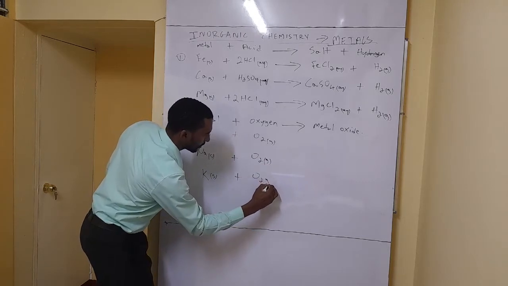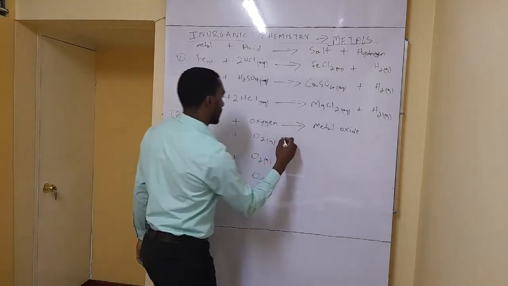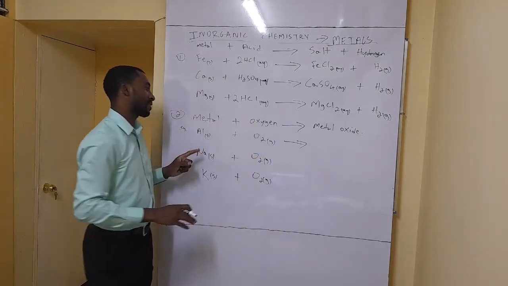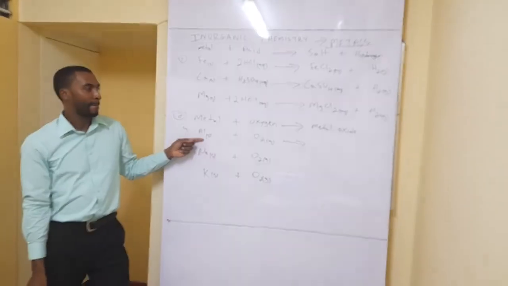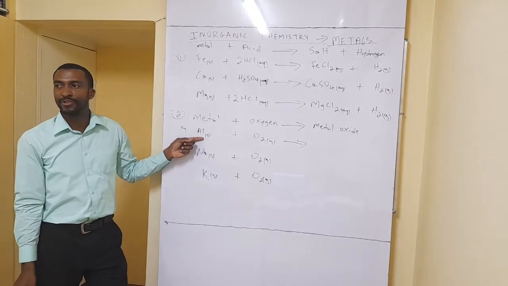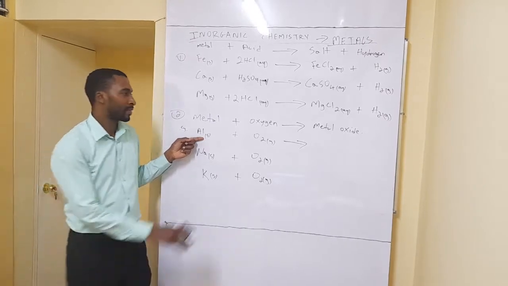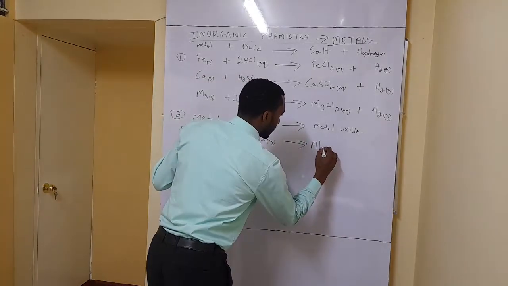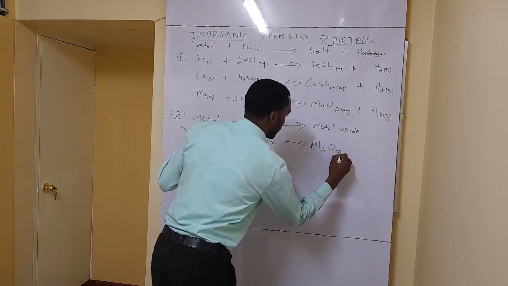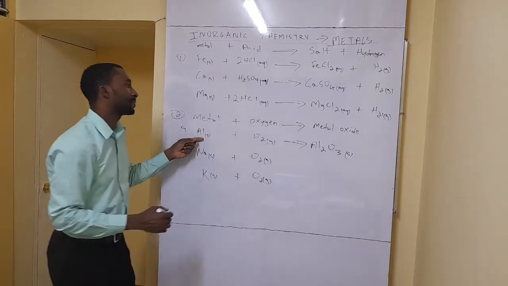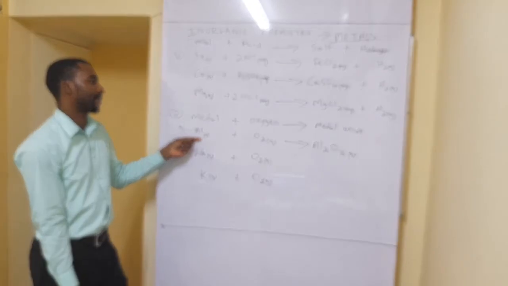Alright, so what would be the formula for aluminum oxide? Aluminum is 3 plus, oxide is minus 2. So it would be Al2O3, solid. And all oxides are solid. Alright? Good.